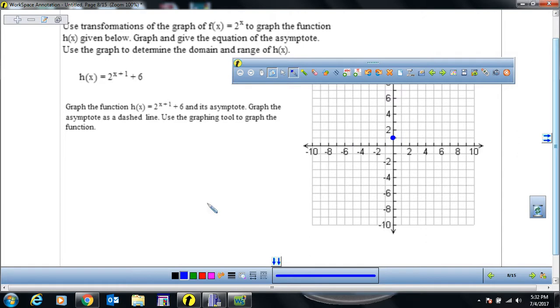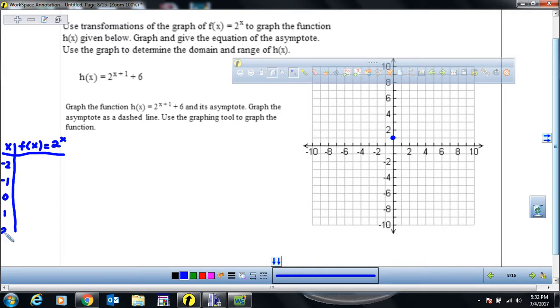Now, to be more specific, I am going to get the points, okay? We already know what the shape looks like just by looking at the attributes. However, I'm going to be more specific on what my points basically are. So, let's go ahead and replace the values of x as usual: -2, -1, 0, 1, and 2.